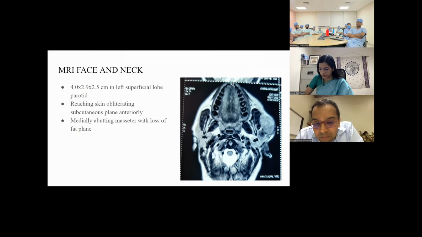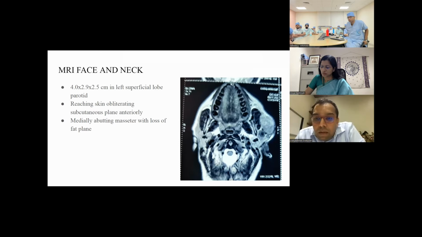So one possible option is the greater auricular nerve, since it lies in the vicinity of the facial nerve. Another option is a hypoglossal nerve jump graft, and another option is the sural nerve. Also, we can use the nerve to the masseter for the anastomosis.